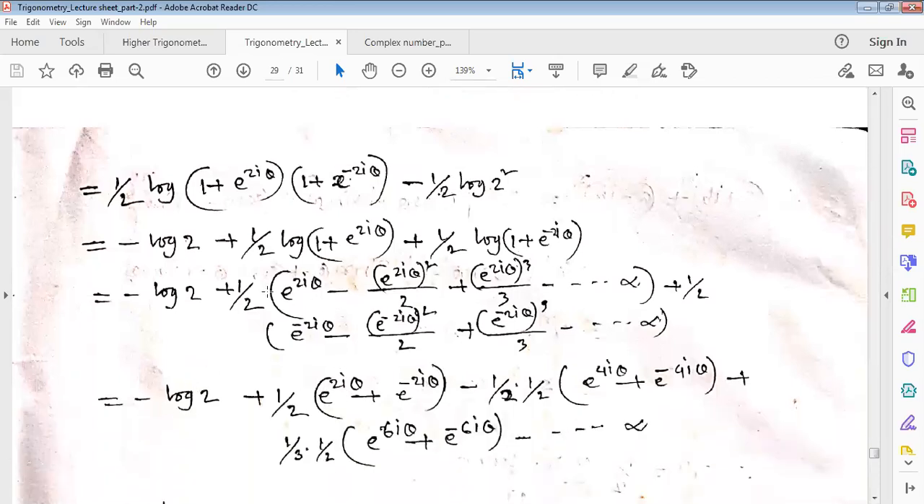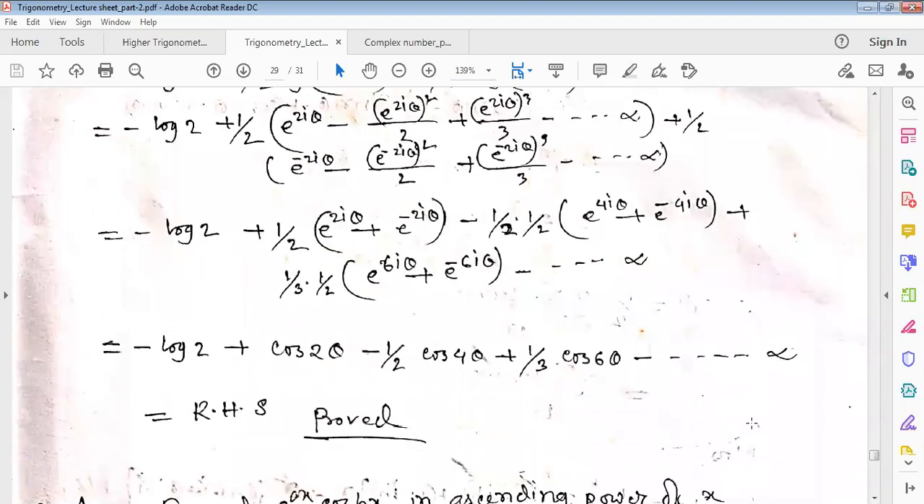This minus log 2, just e to the power 2 i theta, e to the power minus 2 i theta, right? Taking it together, half bracket e to the power twice i theta plus e to the power minus twice i theta. Then first term, first term, second term, second term. Taking this we get, right? Third term, third term. This will be e to the power 6 i theta, e to the power minus 6 i theta. Understand? Then minus dot dot up to infinity.